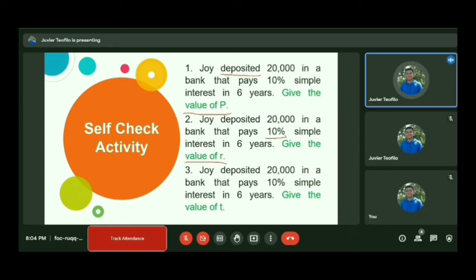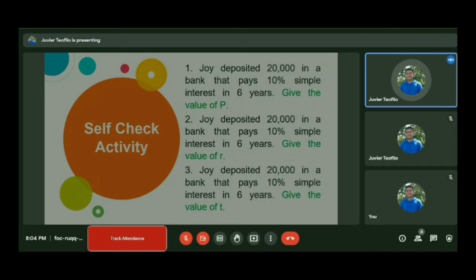Okay, last problem. Joy deposited 20,000 in a bank that pays 10% simple interest in 6 years. Give the value of T. T here stands for time. Very good. Our answer is 6 years. Take note that time is usually measured in days, weeks, months, and years. Are there any questions or clarifications about the slide? If there are none, let's proceed.